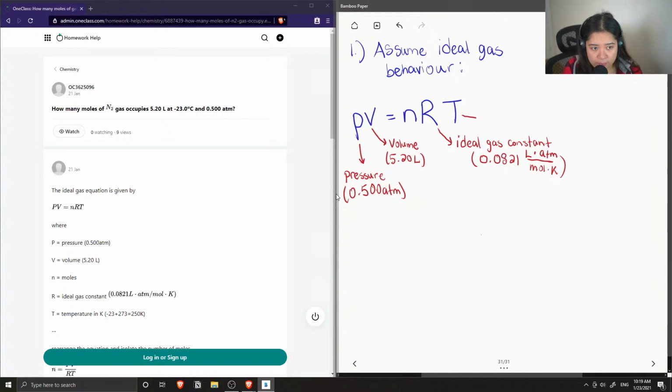And now T is temperature. And they gave it to us in the question as negative 23 degrees Celsius. But we need to convert this to Kelvin in order to use our ideal gas constant. So to convert to Kelvin, we just need to add 273 and you end up getting 250 Kelvin.